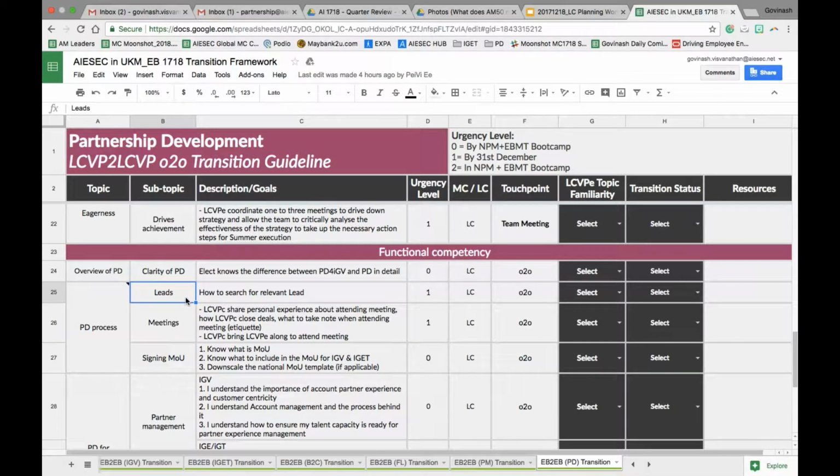Next will be leads. So leads essentially is how do you find relevant leads for your prospects, in this sense, whether it is for your IGV partner or whether it's for your IGT partner. So you need to know clear leads.